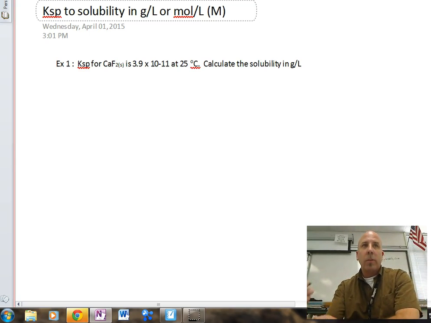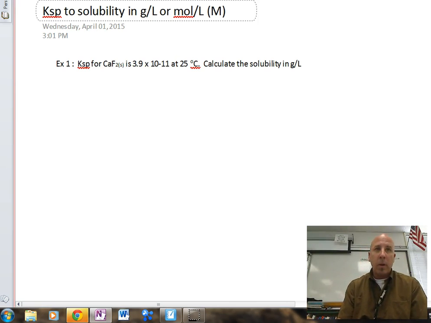Good evening. This is Ksp to solubility in grams per liter or even moles per liter. Last night we talked about how if you had solubility in grams per liter or moles per liter, you went to Ksp. We're going to reverse it tonight and go the other way around. So we have a problem here.